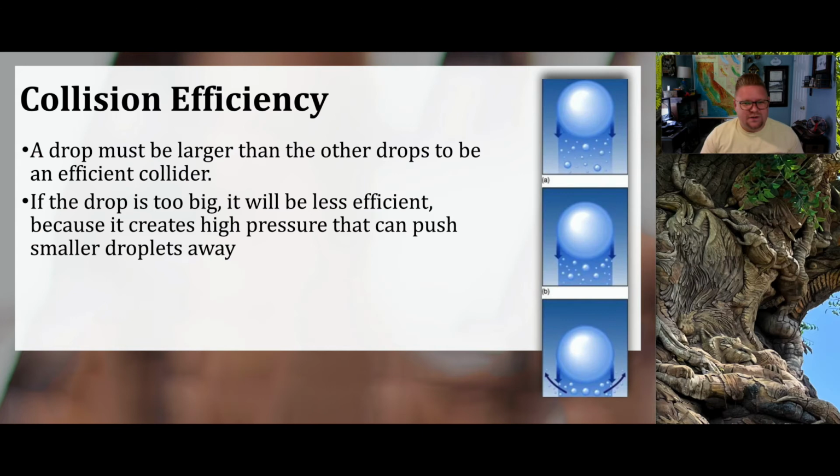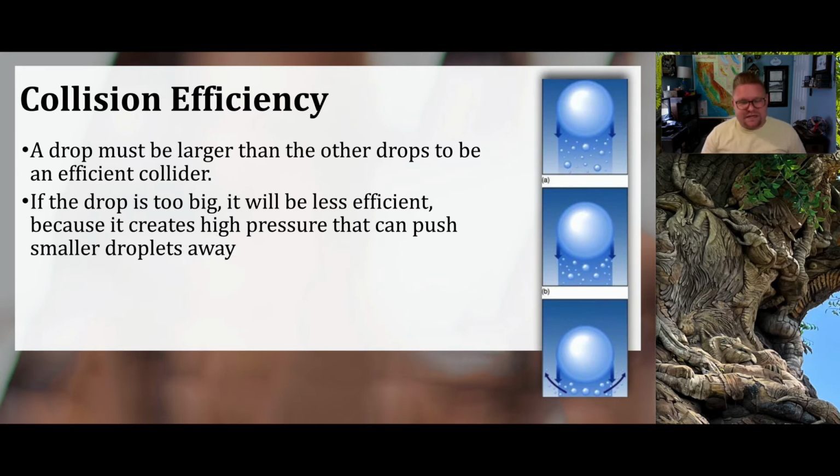So then we can move into what's called the collision efficiency. This brings us full circle, no pun intended, back to these droplets. A droplet itself must be larger than the other droplets in order for an efficient collision to occur. If the drop is too big, it will be less efficient because it creates high pressure that can end up pushing the droplets away.